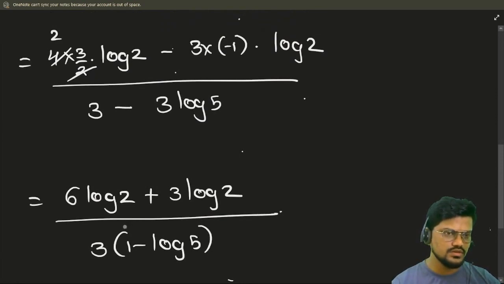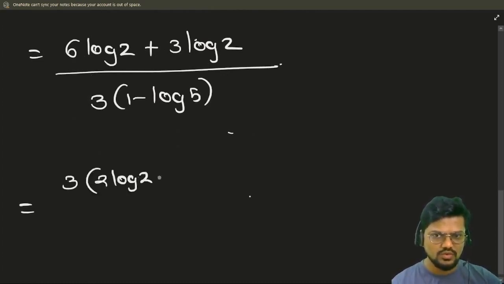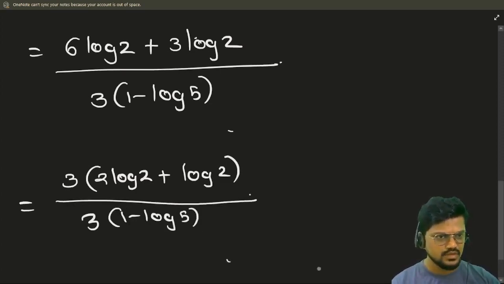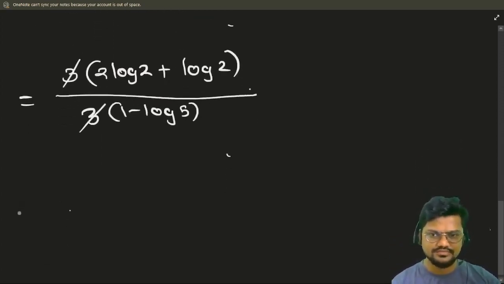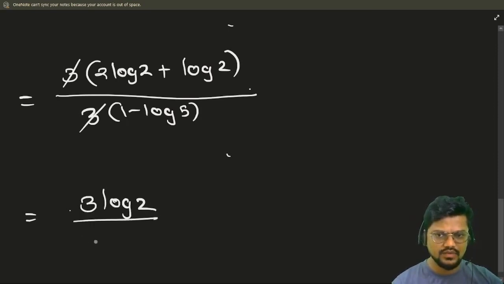What you are saying? No, you cannot subtract because this is 3 log 5 and this is 3 only, no? So you can take 3 as common. Once you take 3 as common, you can take 3 as common from the numerator as well. So what you get: 2 log 2 plus 1 log 2 upon 3 into 1 minus log 5. This 3 and 3 can be cancelled. 2 log 2 plus 1 log 2 will be equal to how much? Exactly, 3 log 2 upon 1 minus log 5.